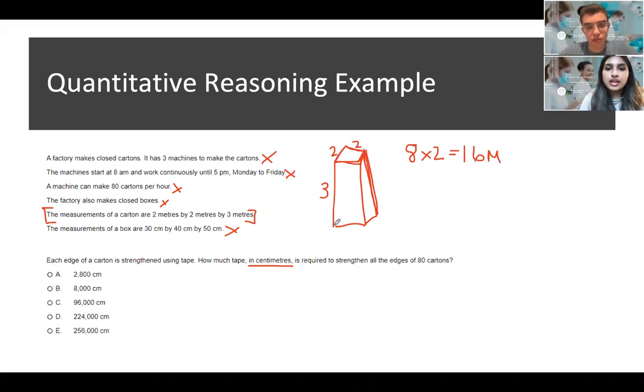So this one and this one, okay? So these edges here. And then we have to remember that it is a 3D cuboid shape. So we have 4 lots of these 3-meter edges as well. So we have 3 times 4.